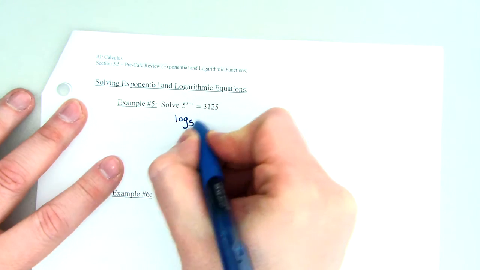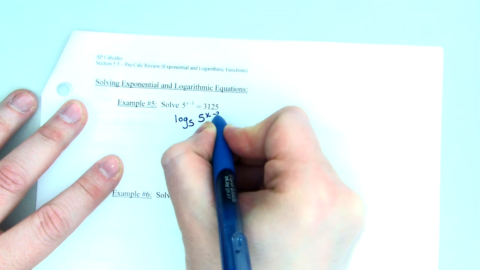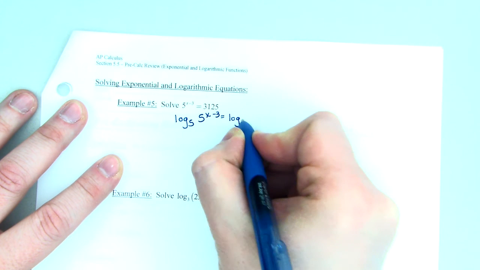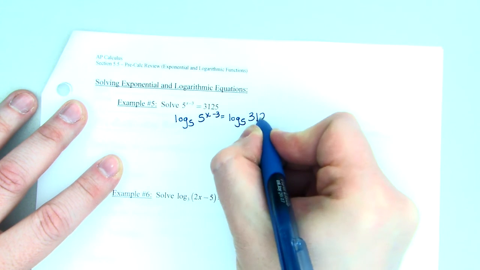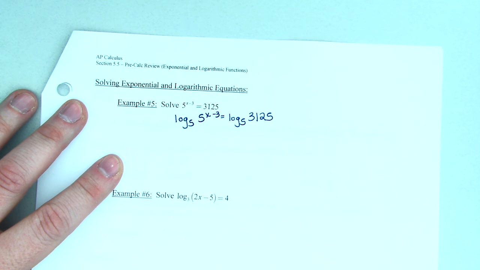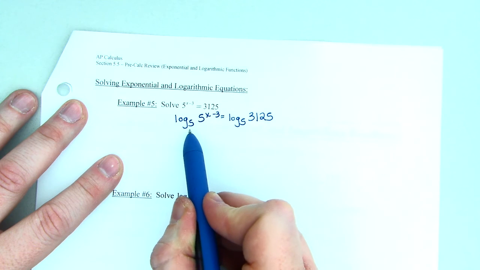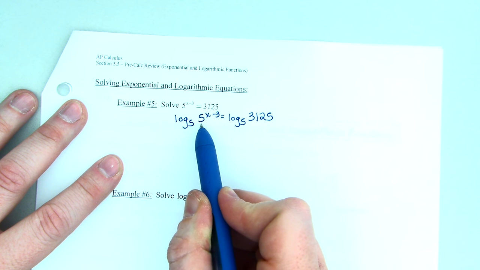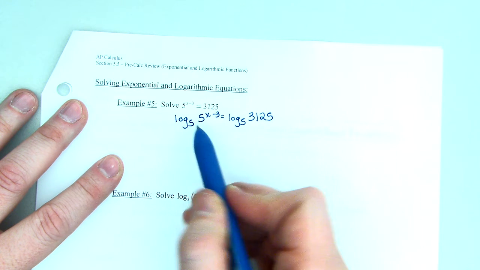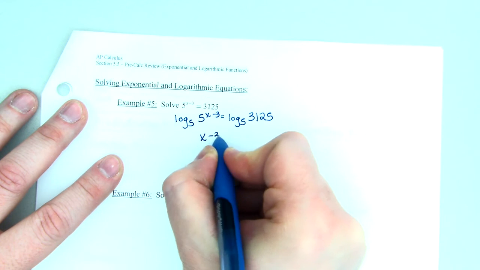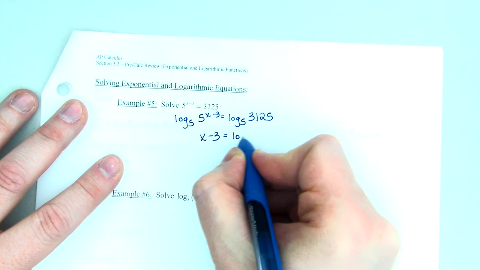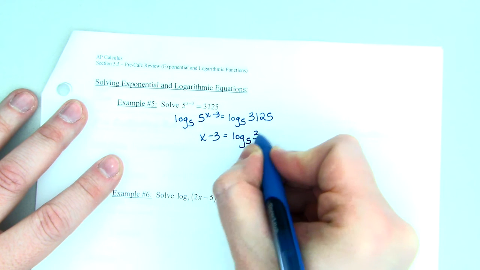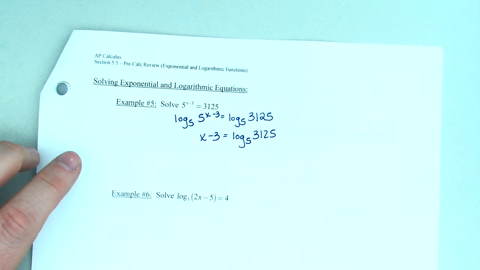I can take the log base 5 of 5 raised to the x minus 3, and on the other side, the log base 5 of 3,125. The reason I did that is because log base 5 and 5 raised to the anything are inverses of each other, and they cancel each other out, just leaving us what was in the power. We're going to get x minus 3 equals log base 5 of 3,125.